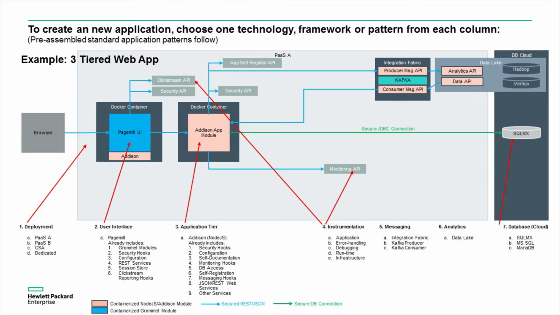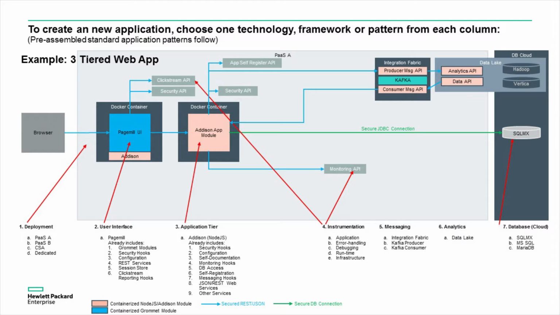Throughout the patterns, you will find brick-colored boxes with a dark blue border. These represent containerized services based upon the Addison module. Bright blue boxes with a dark blue border represent UX UI components based on HPE's own PageMill framework, which is in turn based on React.js.